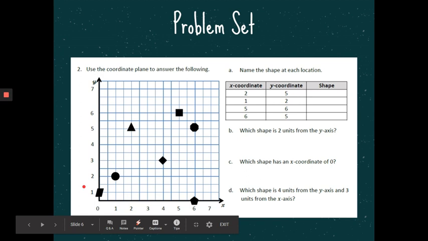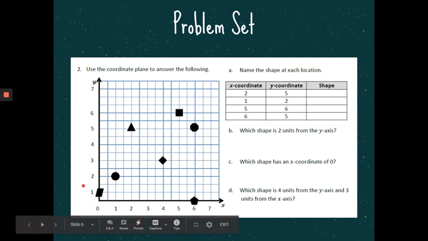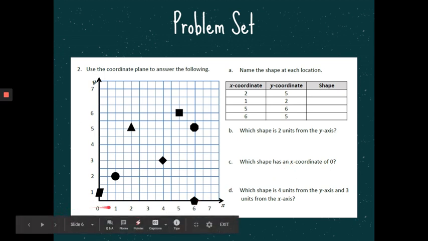Okay? I know that was a lot. Take a deep breath. It's okay. I'm here to walk you through it. So what shape has an x-coordinate of 0, which means that it does not venture out, right. It does not go out in here. It just stays on our y-axis. So that would be our parallelogram.